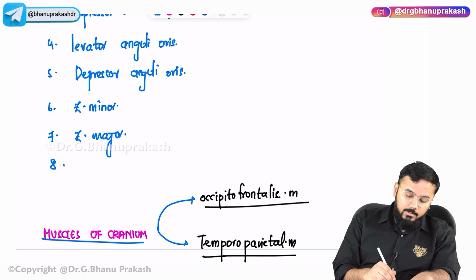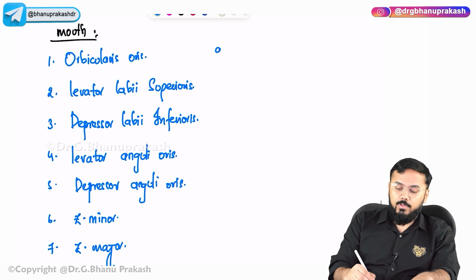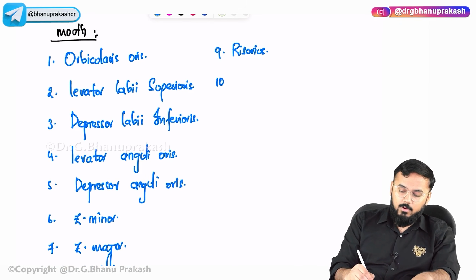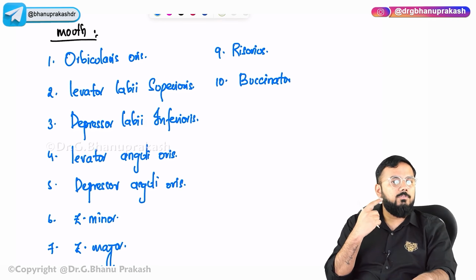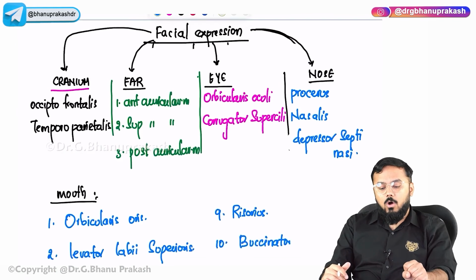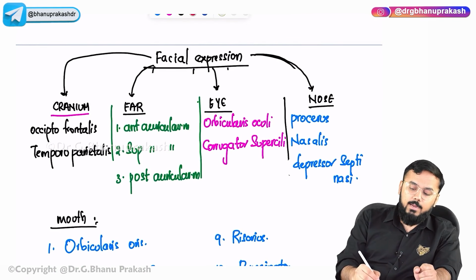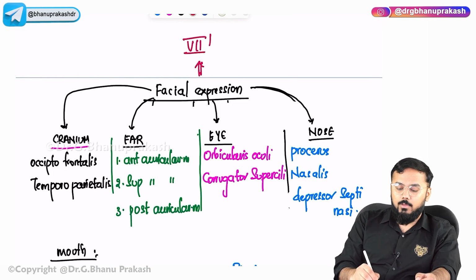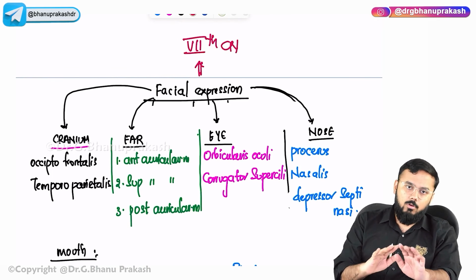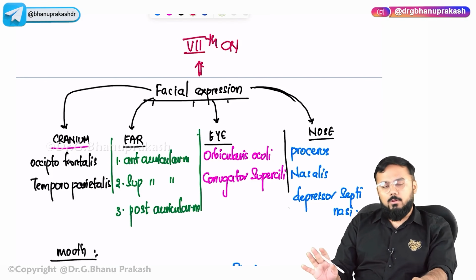Okay. And the eighth muscle, we have the mentalis muscle. After that, the ninth muscle, risorius. And finally, we have the 10th muscle, that is your buccinator muscle, the last muscle which you have. So these are all the muscles of facial expression, and remember, all these muscles of facial expression are innervated by the 7th pair of cranial nerve.